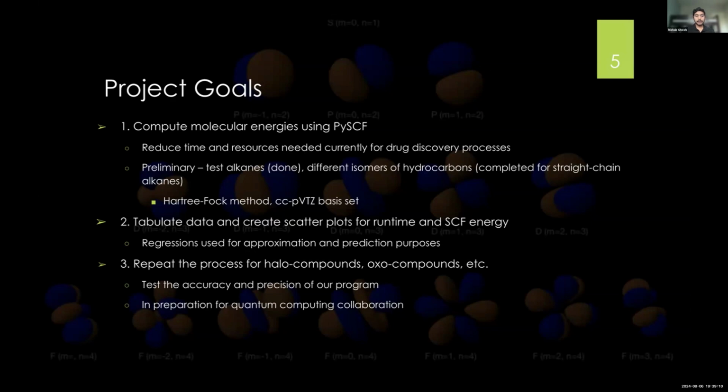Our second goal is to tabulate the data and create a scatter plot for runtime and SCF energy. And this will be done through regressions used for approximations and prediction purposes. And then lastly, we want to repeat the process for halo compounds, oxo compounds, etc., which will help test the accuracy and precision of our program. And then this again is going to be in preparation for a quantum computing collaboration with one of Dr. McMahon's groups.